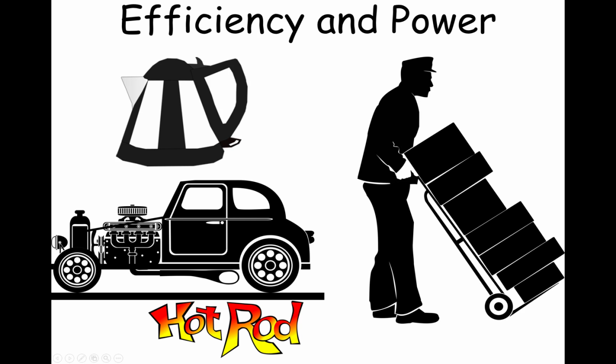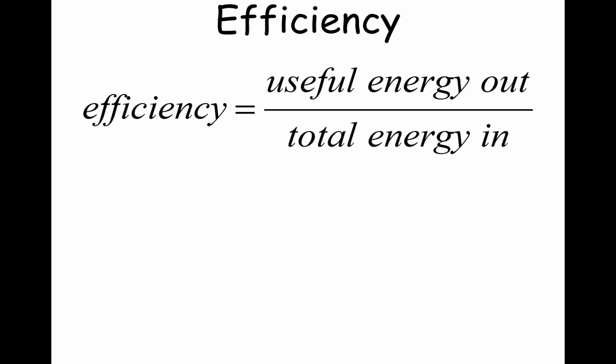This video is a guide to calculating the efficiency of an energy transfer, where instead of being given the total energy in and the useful energy out, you will be given the total power in and the useful power out. So let's take a look at the equation we had last time. We had that efficiency is equal to the useful energy out divided by the total energy in.